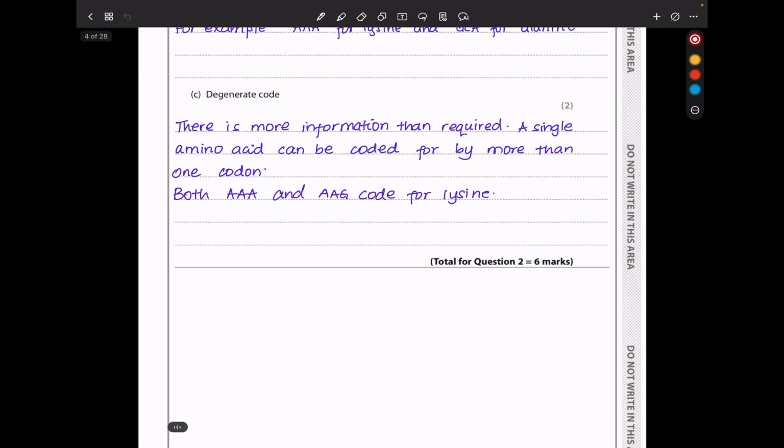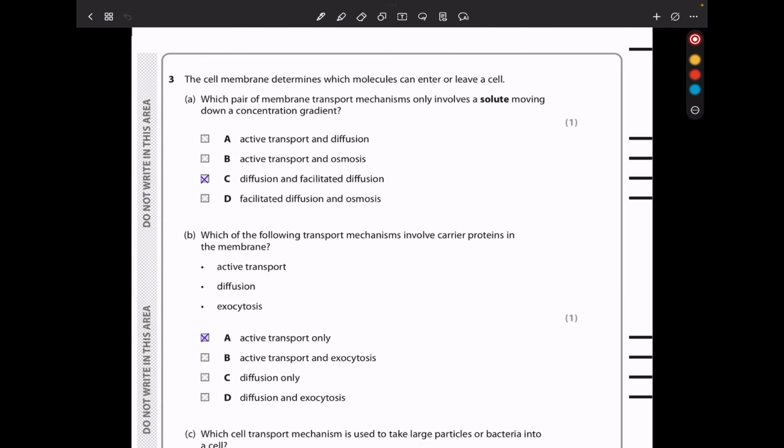So it is a degenerate code because there is more information than required, and multiple codons can code for the same amino acid. So this brings us to the end of question 2. Let's continue to question 3. In question 3, the cell membrane determines which molecule can enter or leave a cell. Which pair of membrane transport mechanisms only involves a solute moving down a concentration gradient? This has to be diffusion and facilitated diffusion.